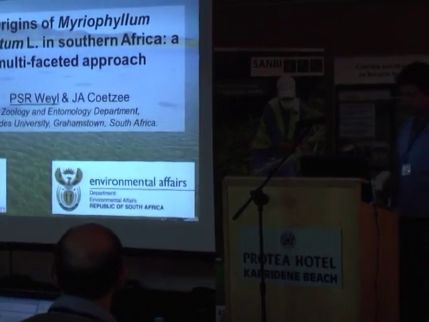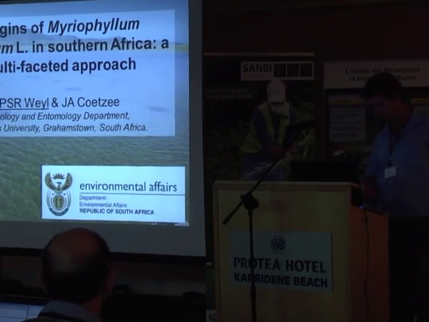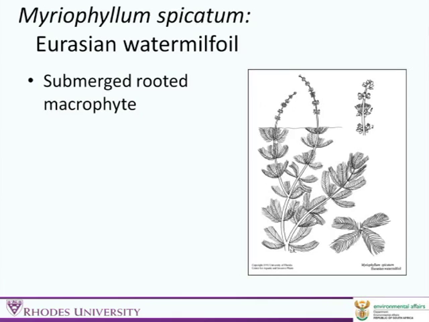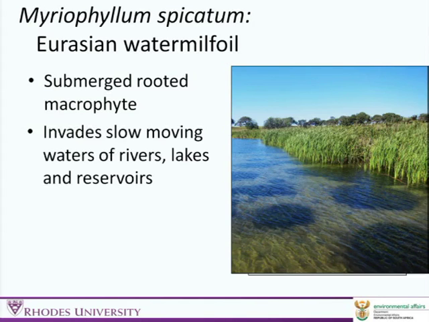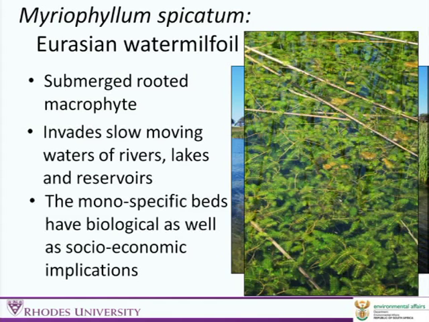So I'll be talking to you a little bit about Myriophyllum spicatum in southern Africa. Myriophyllum spicatum is a submerged macrophyte that's rooted. It grows from the sediment, from the mud, up through the water column to the surface. And it invades slow-moving waters of rivers, lakes, and reservoirs. And in these areas where it invades, it creates monospecific beds, which obviously have biological as well as socioeconomic implications for the region.